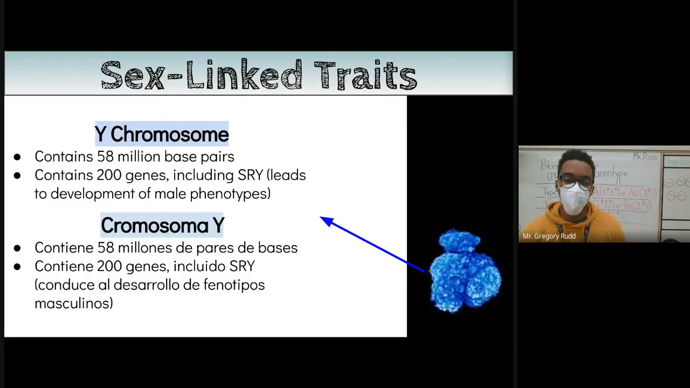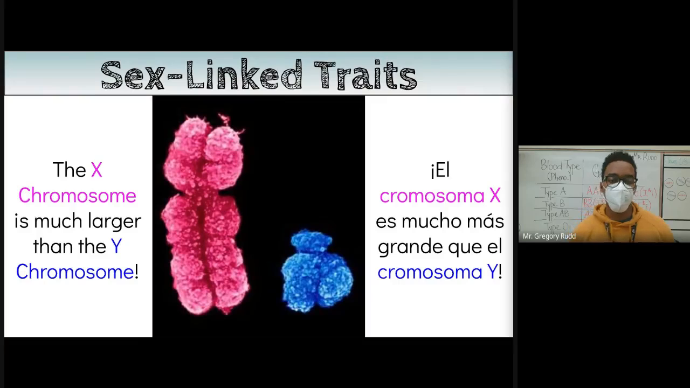But there's also a Y chromosome. It's much smaller. It only contains 58 million nucleotides and about 200 genes. One of the most important genes that it contains is called the SRY gene. And this leads to the development of male phenotypes. So this leads to the development of testes and a scrotum and the like, as well as some other typical male phenotype traits. As we can see, the X chromosome is much, much longer and larger than the Y chromosome.